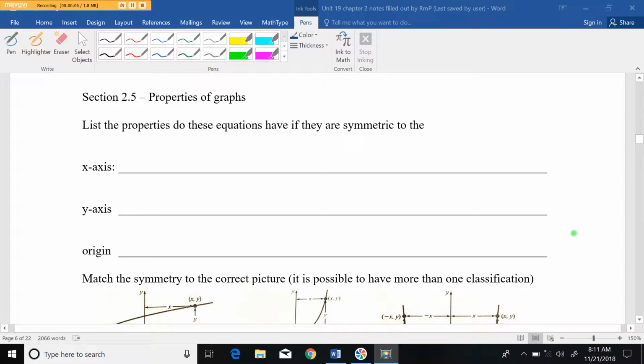So making this video here to work on our notes in Chapter 2. We're going to talk about properties of graphs. Let's see, list the properties that these equations have if they have the following symmetries, basically.